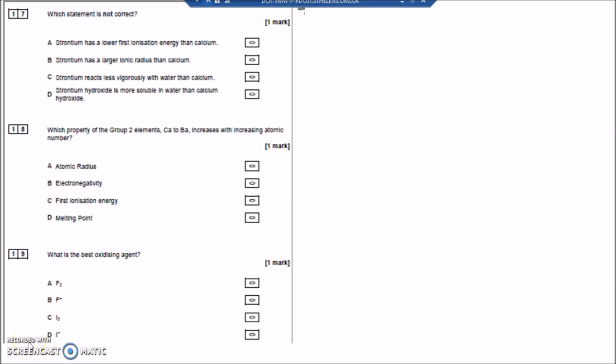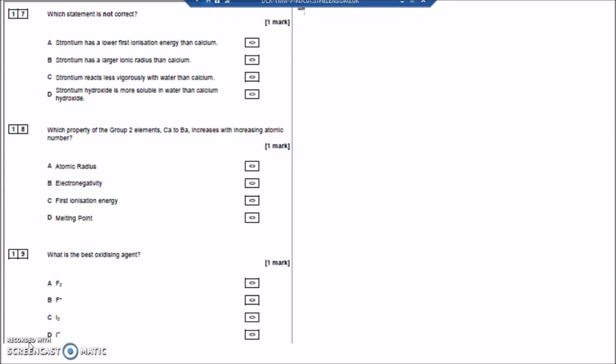Question 17. Which statement is not correct? A. Strontium has a lower first ionization energy than calcium. Well, strontium is below calcium in group 2, so it's got more electrons, more shells, electrons are further away from the nucleus, less nuclear attraction, more shielding, etc. So it's going to have a lower first ionization energy, so A is correct. Strontium has a larger ionic radius than calcium. Again, yes, larger.